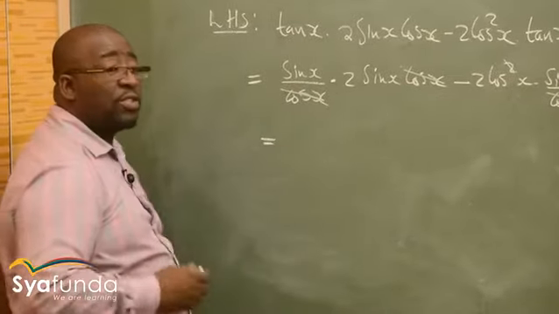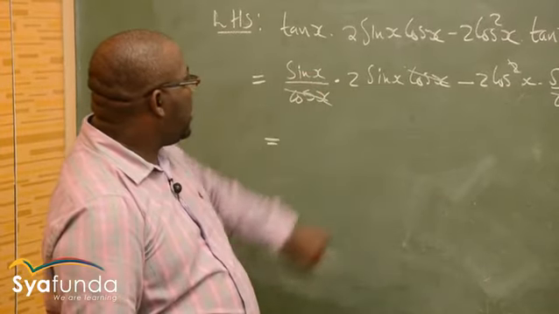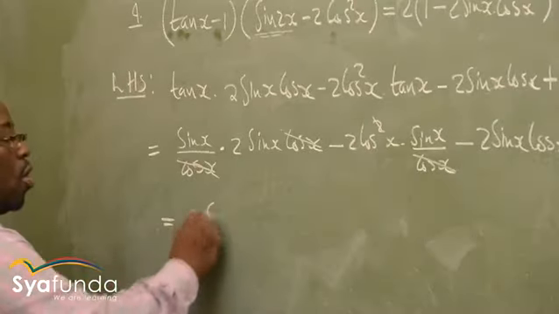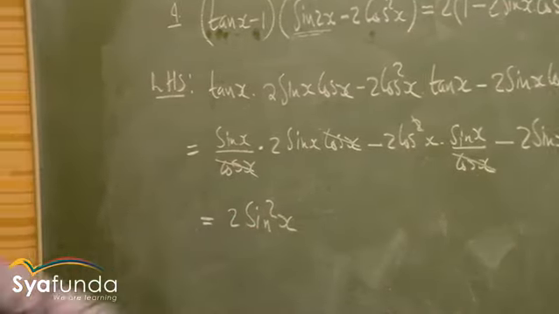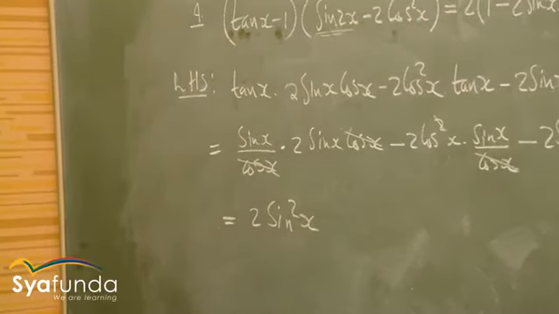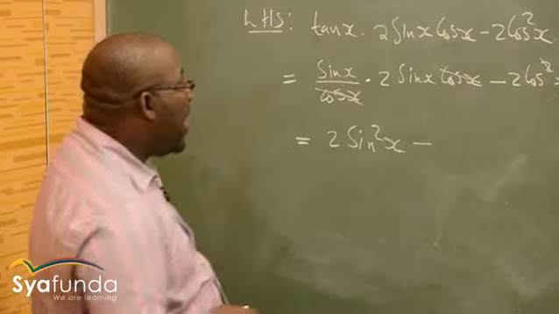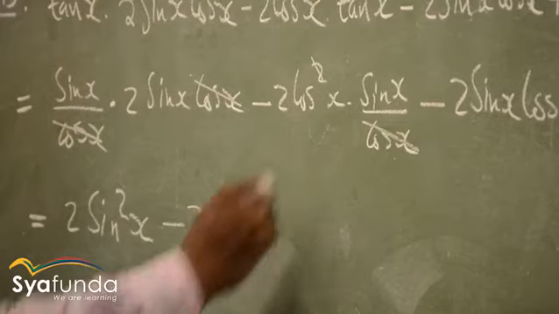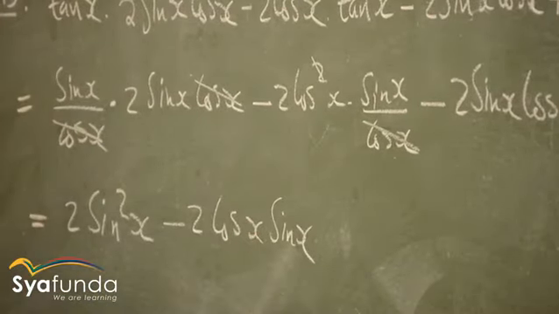Let's move on. Let's follow suit. We've got this times this. What is this giving us? It gives us 2 sine squared x. That's what we have. 2 is starting to come up. Right, let's move on. This is minus. What do I have there? I've got 2 cos x sine x. 2 is starting to come out.